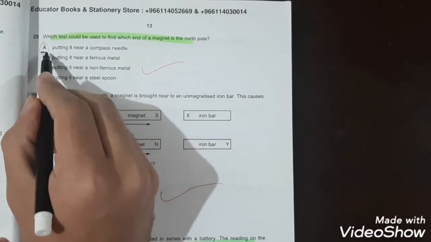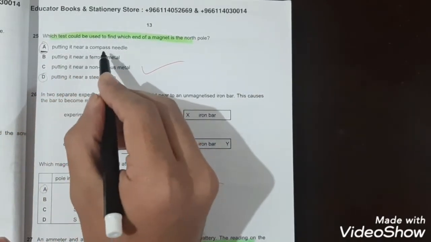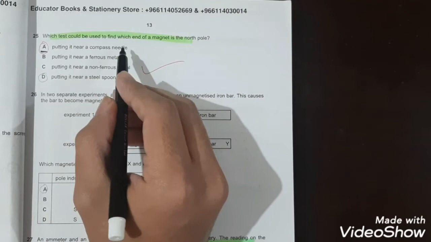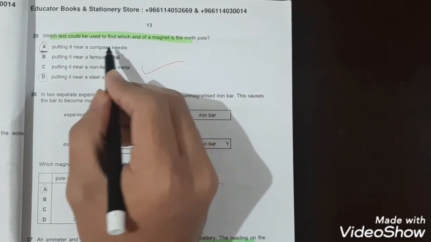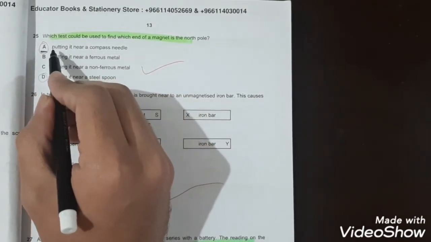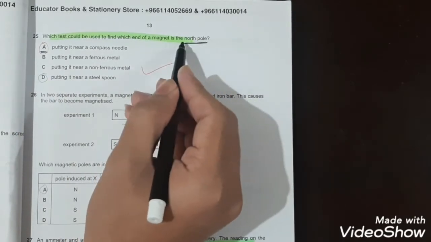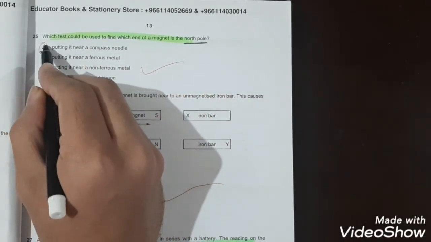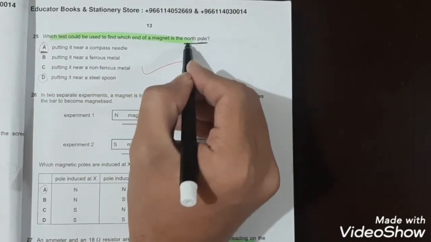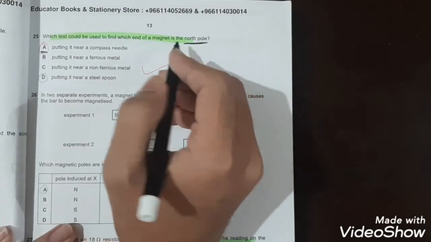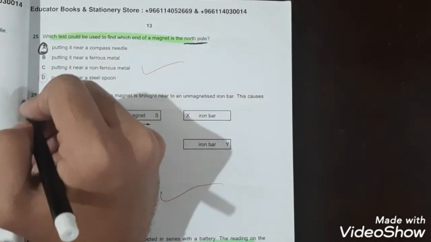So for A, putting it near a compass needle, because as compass needle is also a magnet, so it will attract the north pole of the magnet. So it will tell us where its north pole is located. So A is the correct answer.